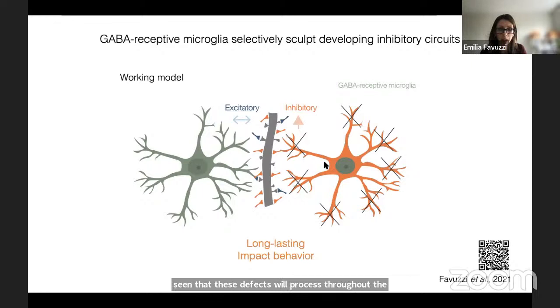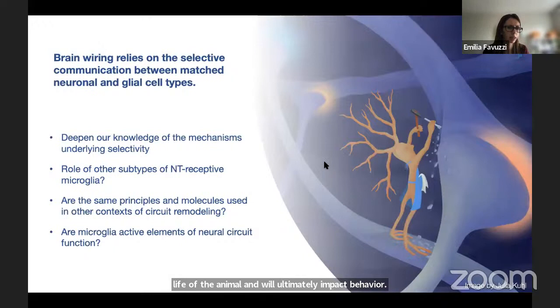And so the main implication of this work is that it suggests that brain wiring and potentially function relies on the selective communication between matched neuronal and glial cell types.